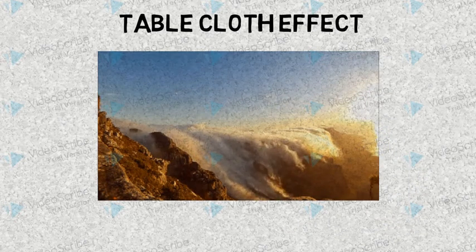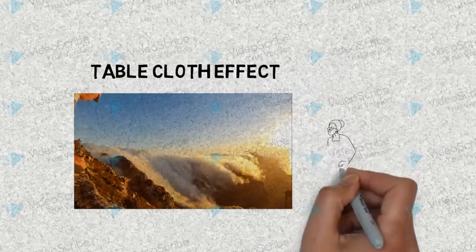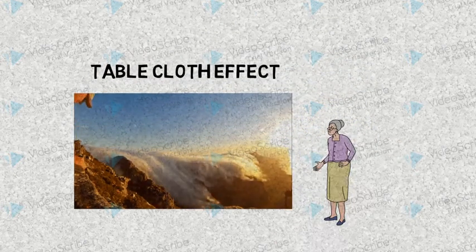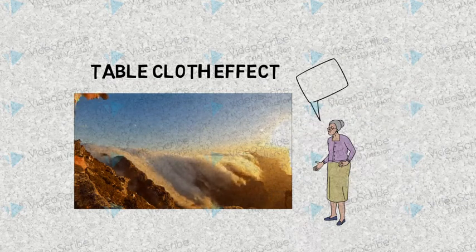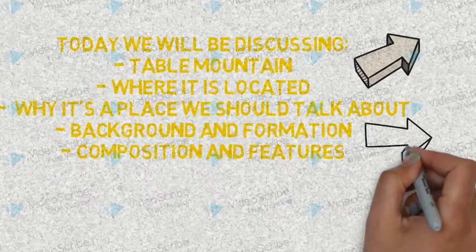Additionally, Table Mountain was formed over 600 million years ago, 6 times older than the Himalayas, and one of the oldest mountains in the world. That's older than me! Alright, back to the bullet points.